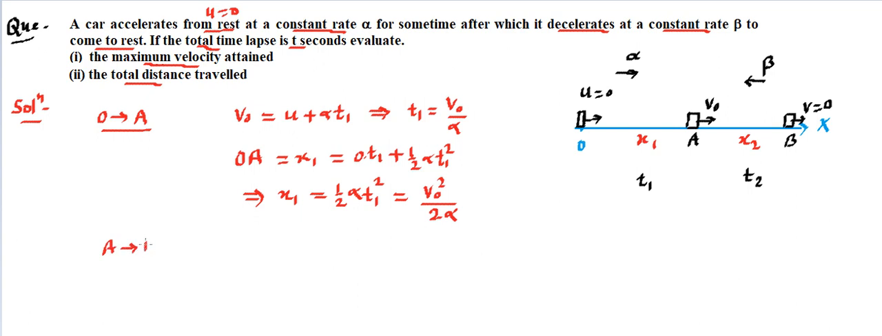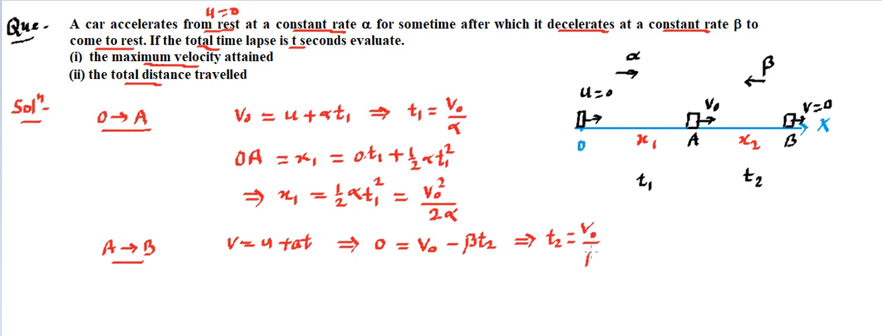So for the A to B journey, we are talking about a journey in which it's retarding with the acceleration beta. So beta has to be placed as a negative, we know this. And let's apply the first equation, which is v is equal to u plus at. So if we apply this equation, in place of v, which is going to be the final velocity, which is 0, initial velocity will be treated as v naught. In place of a, we will write minus beta into time, which is t2. So from here you will get the time t2 as v naught divided by beta.